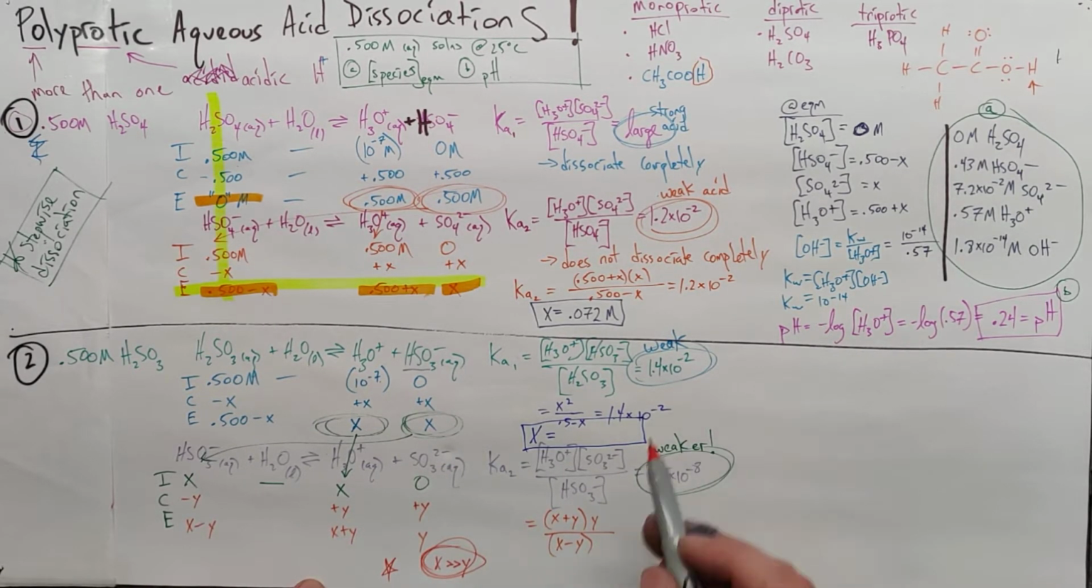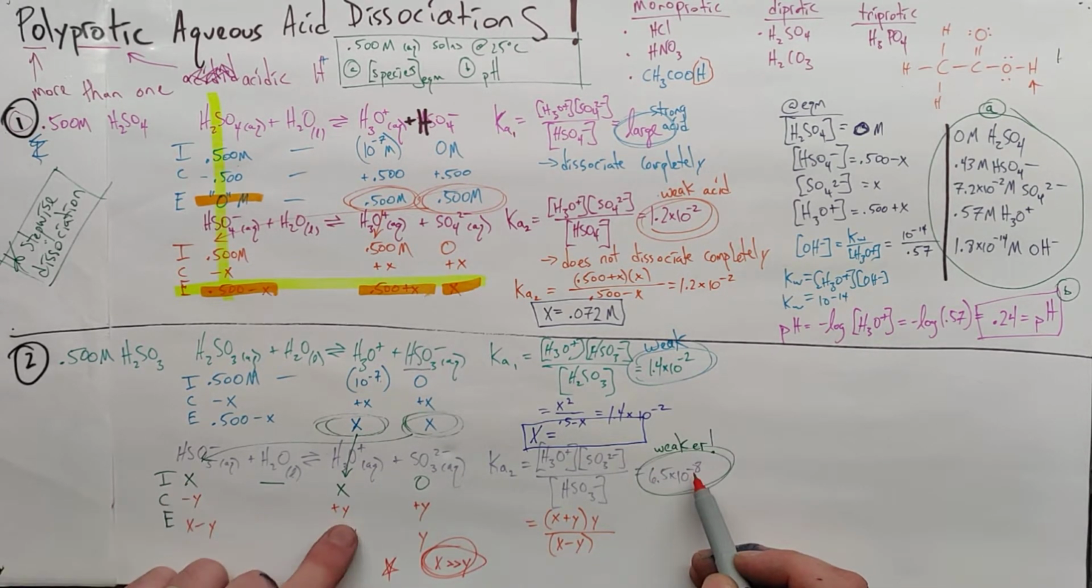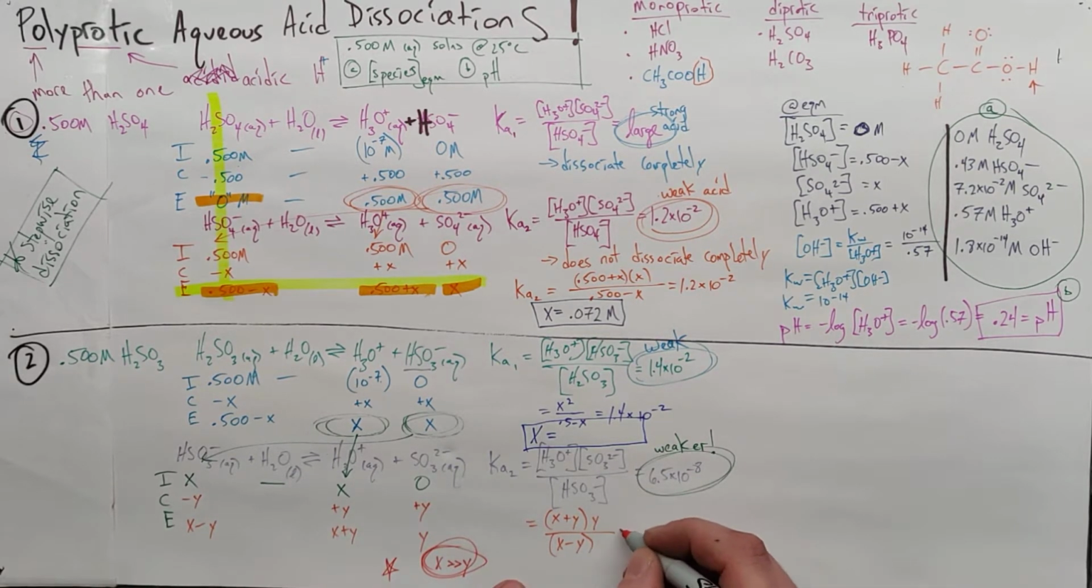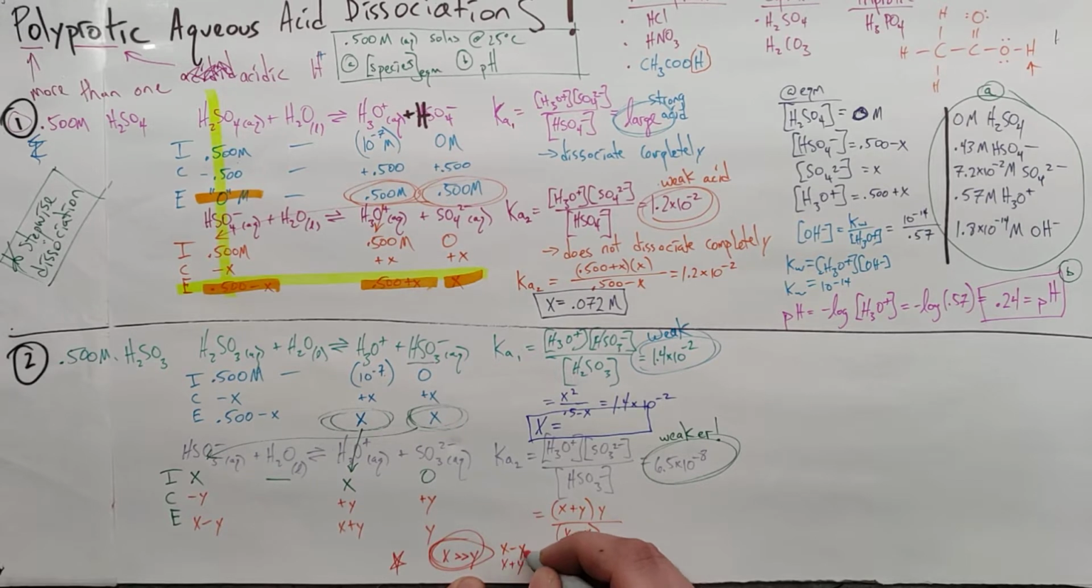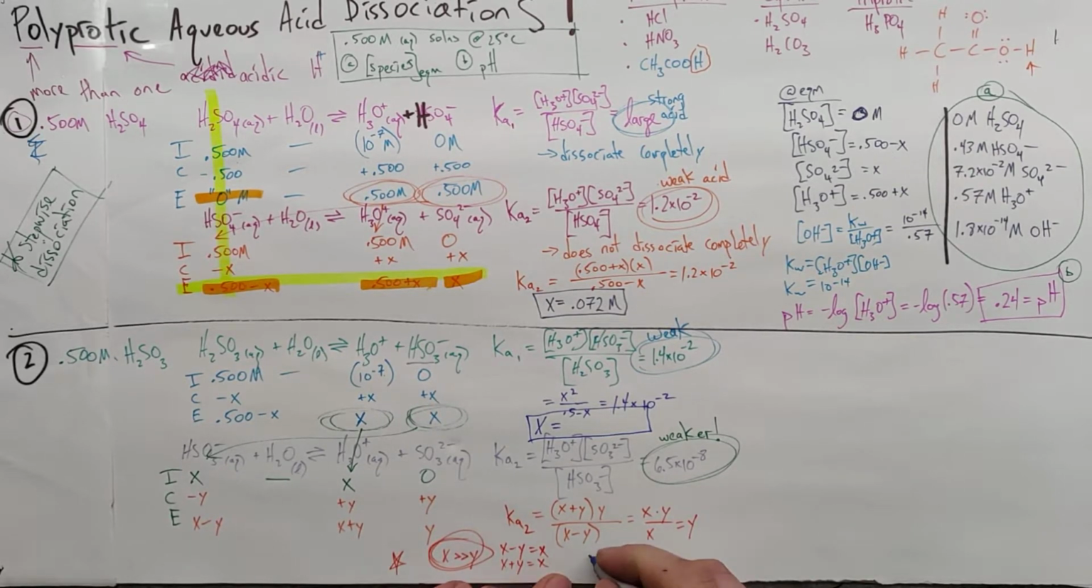And the reason we know that is this wasn't very strong, and it gave us this tiny amount. This is way weaker, and it's going to give us an even tinier amount. So x plus y is going to approximate as x, and x minus y is going to approximate as x, because x is so much bigger than y. So we end up with x times y over x, which is y. Our Ka2 is y. That means that y equals 6.5 times 10 to the minus 8th molar.